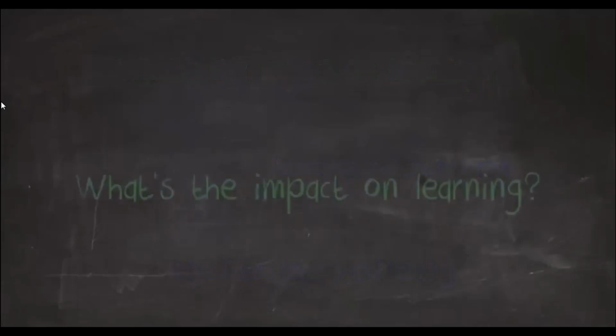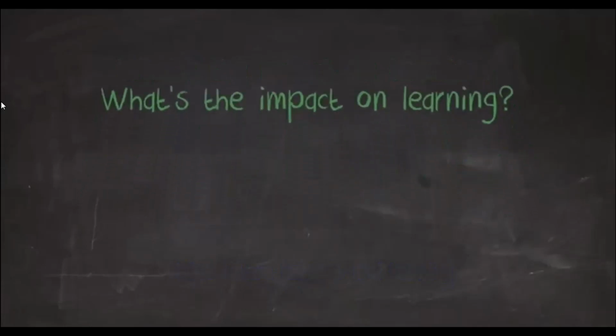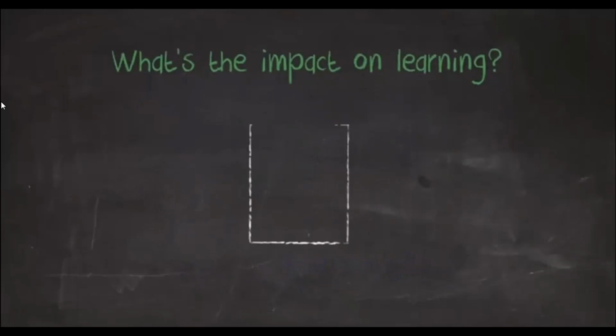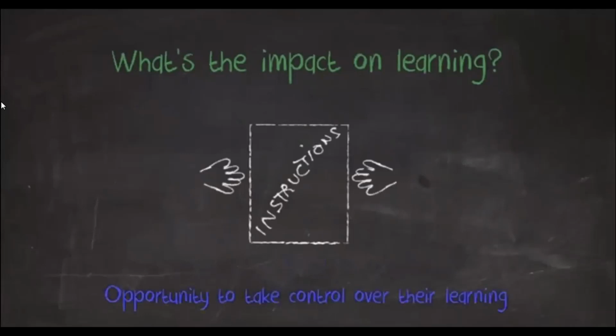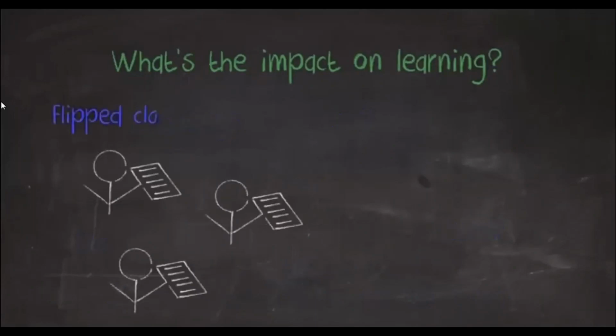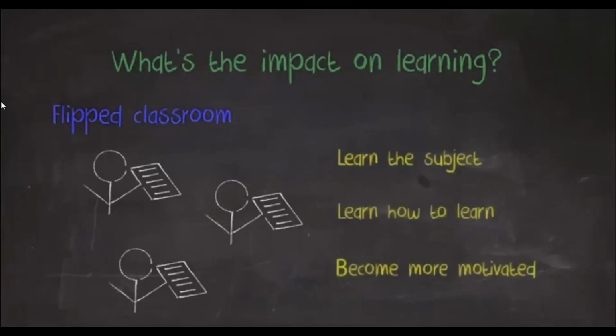What's the impact on learning? Homework becomes more meaningful because students have to complete it to be ready for the practice stages in class. And by putting classroom instruction in students' hands, they have the opportunity to take control over their learning. They decide when to watch the video, how to watch it, how many times to watch it, and so on. Advocates of the flipped classroom say that students not only learn the subject, they also learn how to learn and become more motivated as a result.